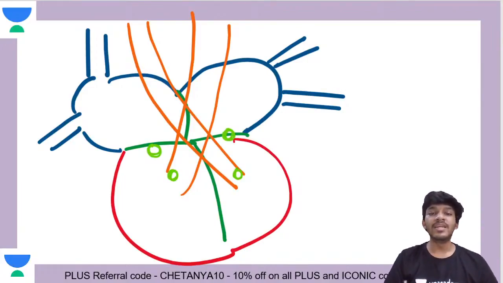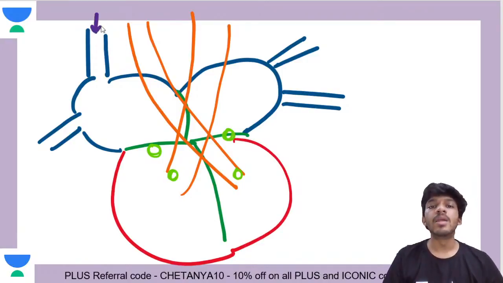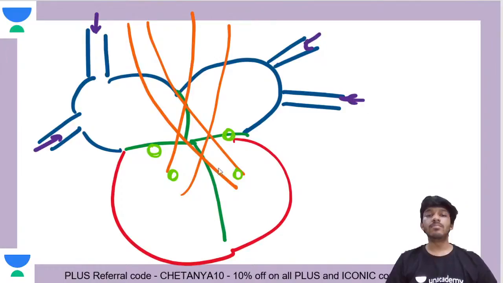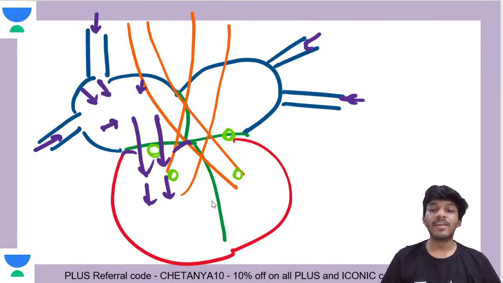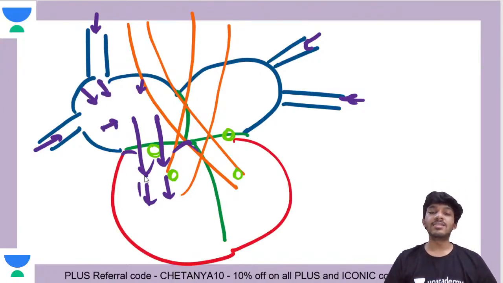First, what is happening? Blood is filling up in the atria. During the atrial diastole, blood is filling up in the atria, right? Then this valve is open. You will have filling of the ventricles, right? First, you have rapid filling. Then you have slow filling. And finally, the atria contract and you get the atrial kick. So then the ventricles get filled up.